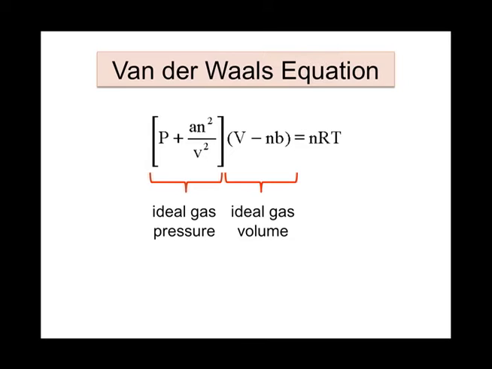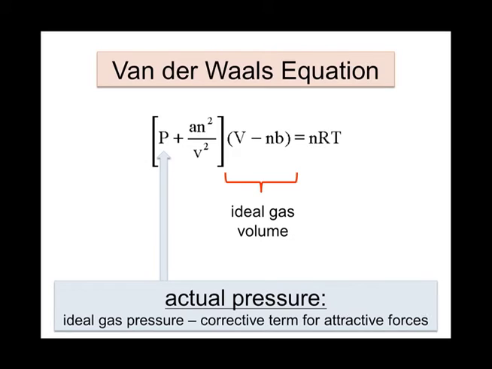But we can see that the actual pressure must be a little bit less than the ideal gas pressure, because to get the actual pressure from the ideal gas pressure, we have to subtract this corrective term, an squared over V squared, that accounts for the attractive forces between the particles. These attractive forces slow the particles down slightly, which reduces the pressure, making it less than what we would expect for an ideal gas.